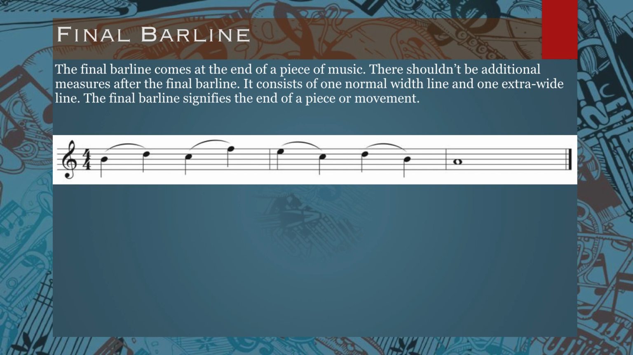Finally, we have the final bar line. You're going to see this a lot too. It comes at the end of a piece of music. There shouldn't be additional measures after the final bar line. It consists of one normal width line and one extra wide line. So the final bar line simply signifies the end of a piece or movement.